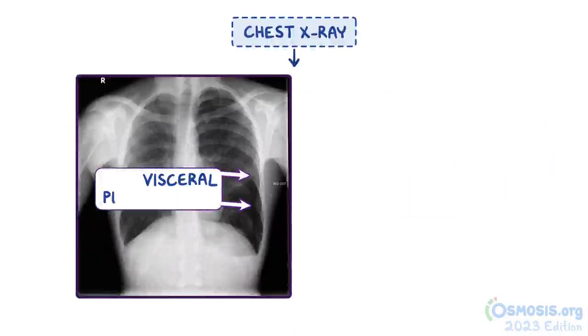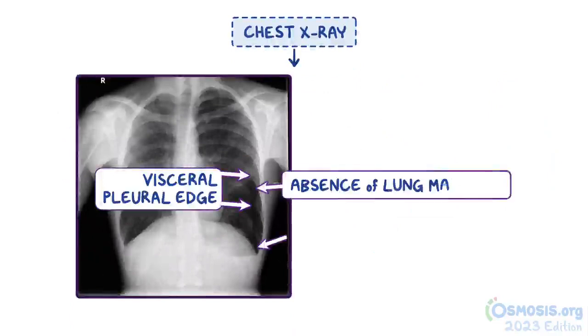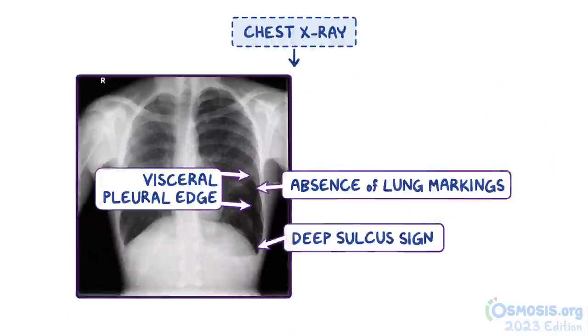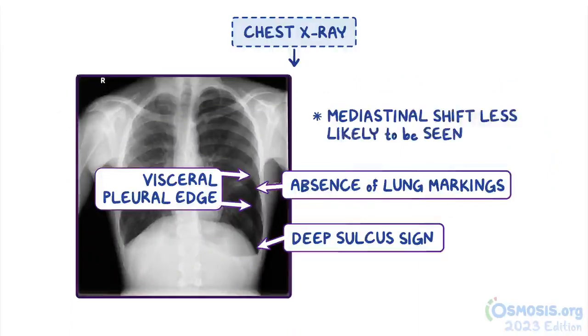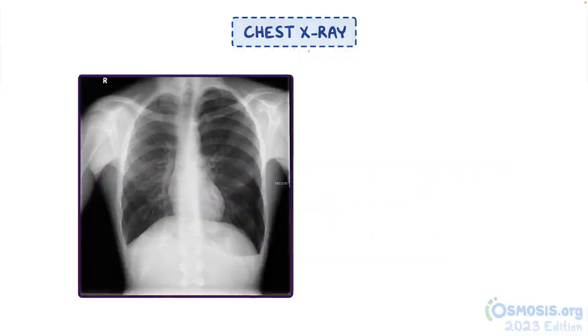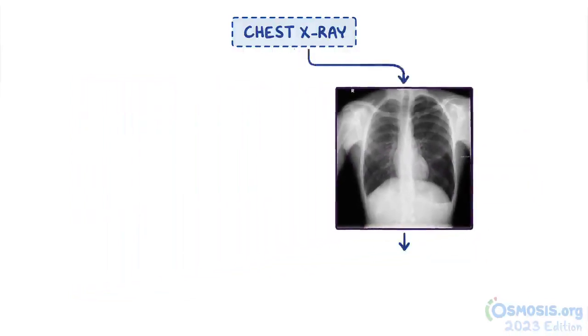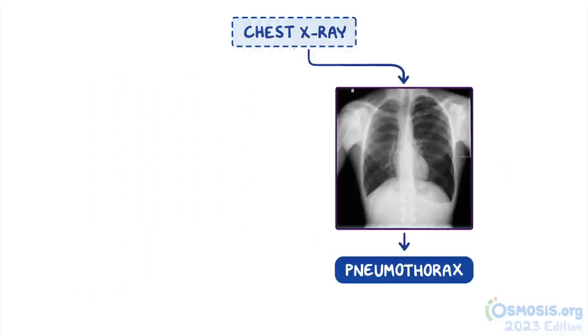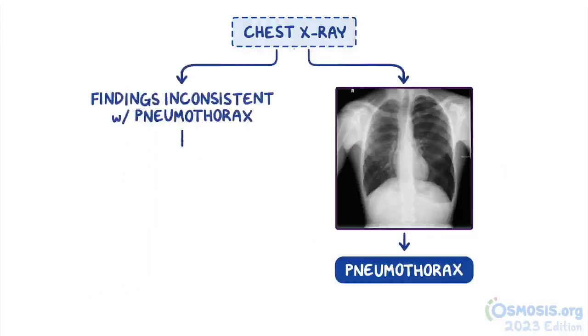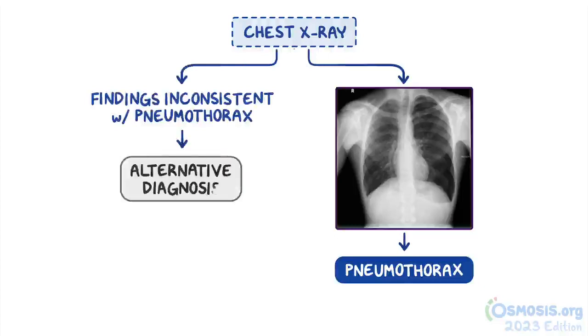Look for a visceral pleural edge, absence of lung markings, and a deep sulcus sign, while keeping in mind a mediastinal shift is less likely to be present in a stable patient. At this point, you can be sure that the diagnosis is pneumothorax. On the other hand, if you notice findings that are inconsistent with pneumothorax, you should consider an alternative diagnosis.